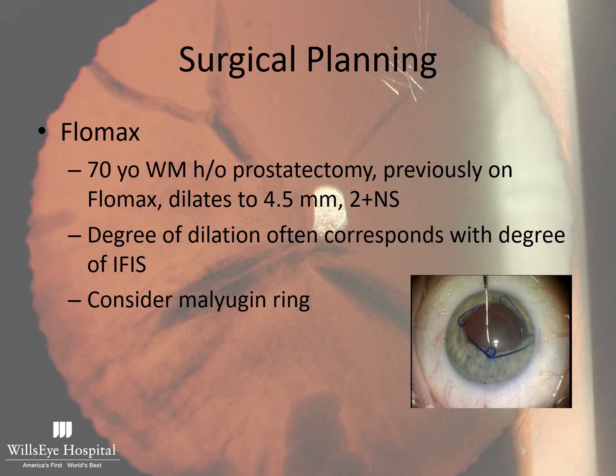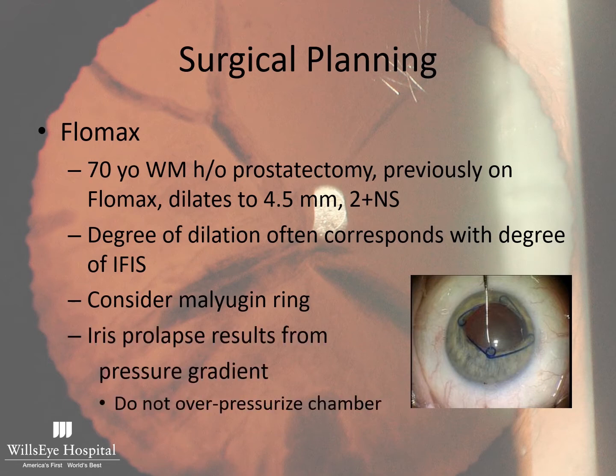I also think the Malyugin ring is helpful in this case, even if you have adequate dilation of 6 millimeters. If you put in a 7 millimeter Malyugin ring, it's going to stabilize the iris and keep it from flopping out of the eye. You can also use other intracameral agents such as Omidria to help stabilize the pupil.